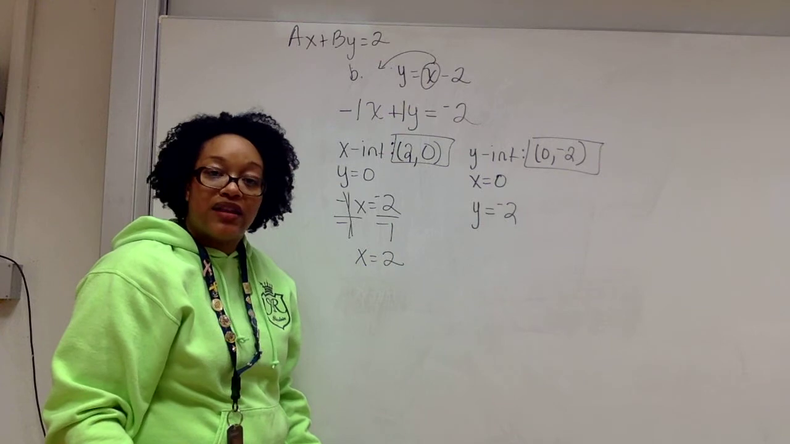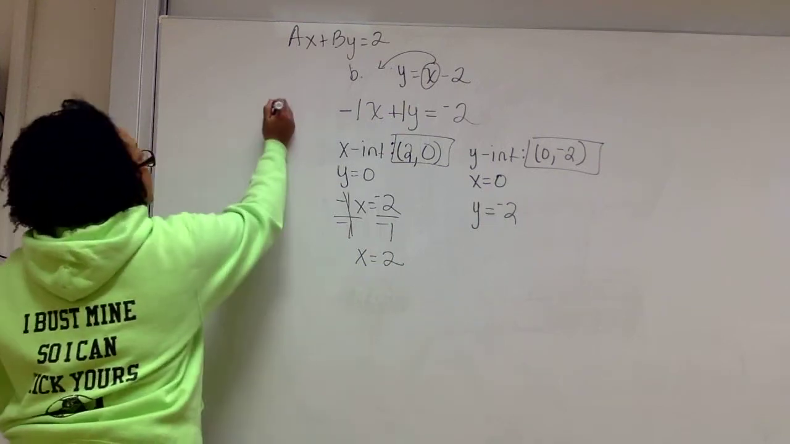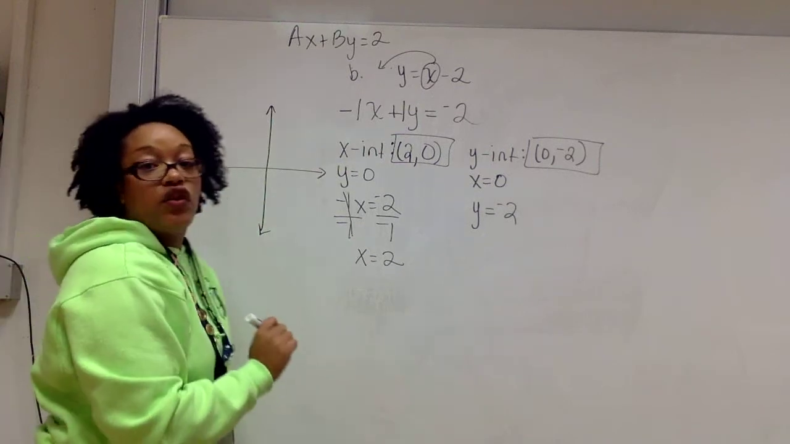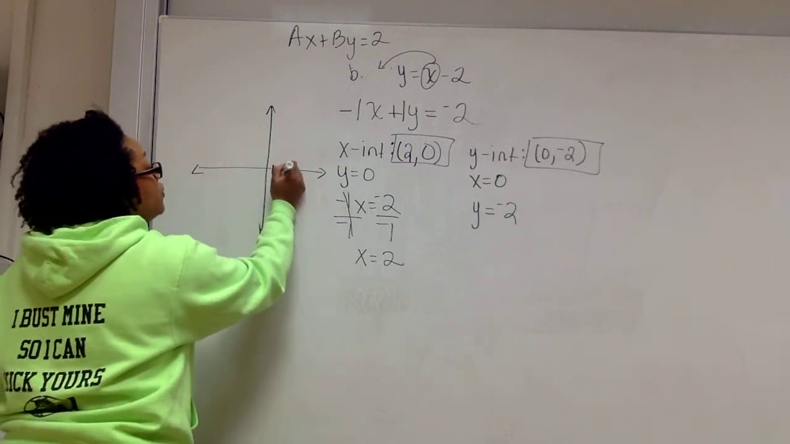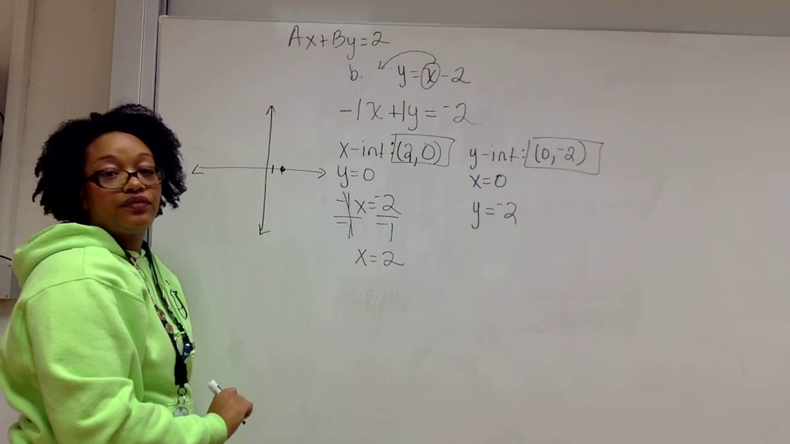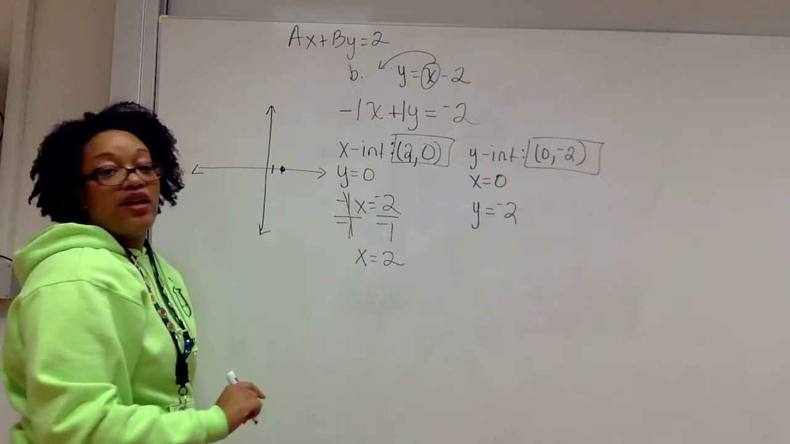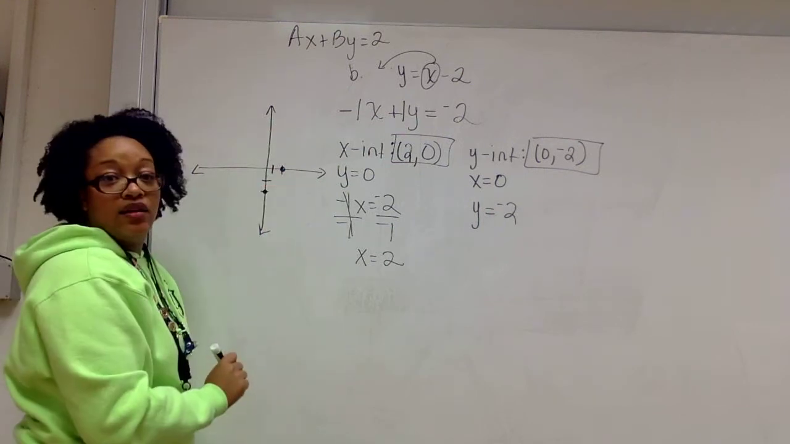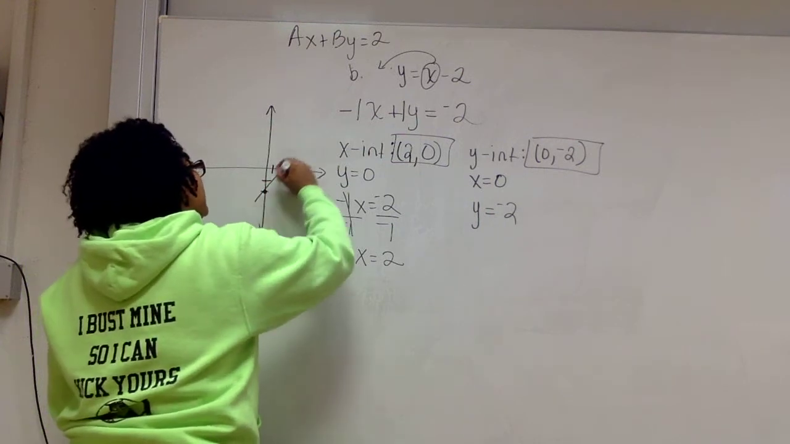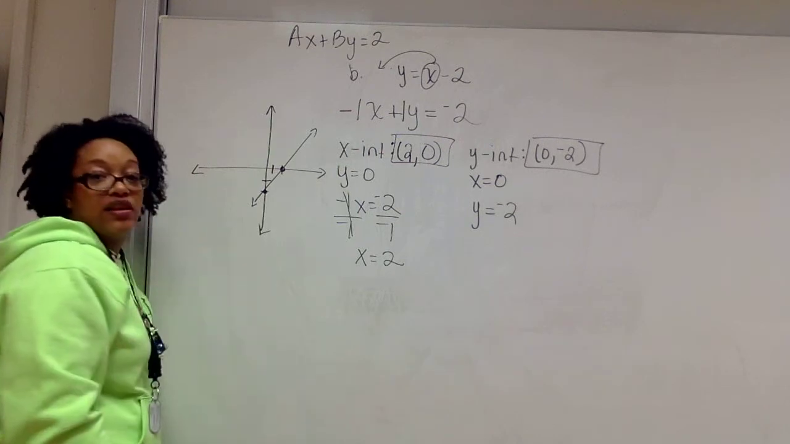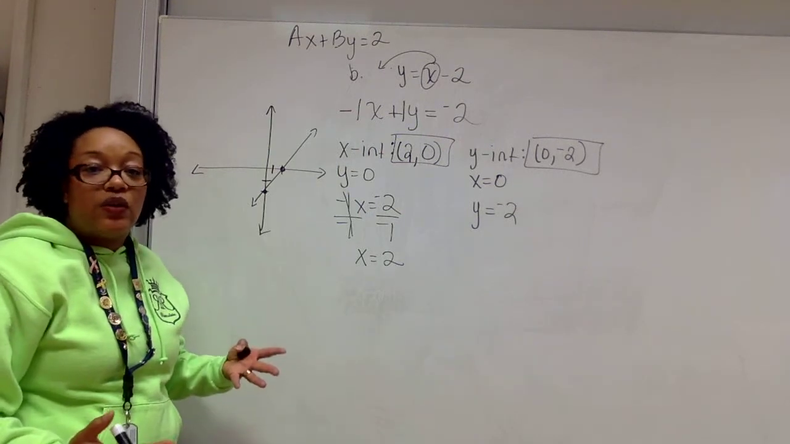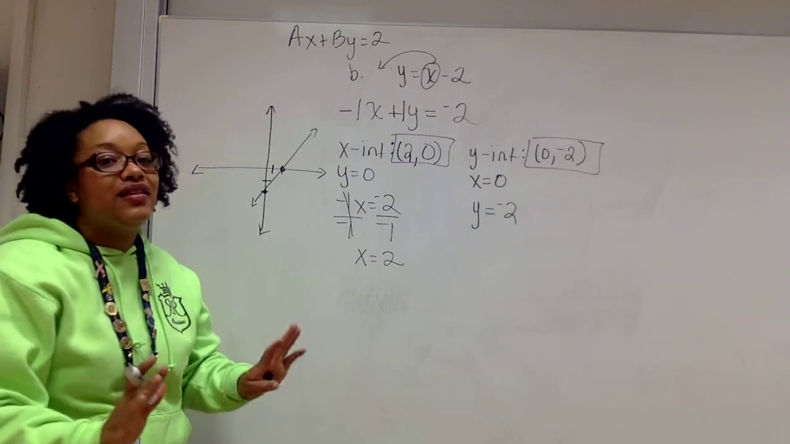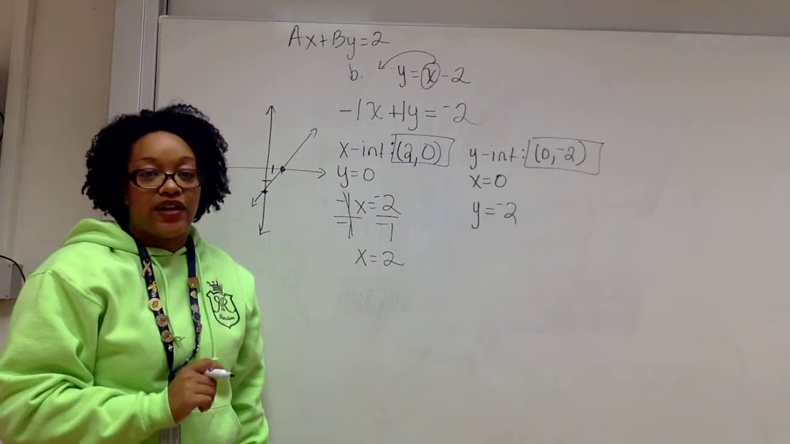Then all you got to do is plot the points on your graph. Take it over here to the side. My x-intercept is 2, 0. I go to the right, plot it. My y-intercept is 0, negative 2. Negative means I go down 2, plot it. Then you connect those dots and you got yourself a nice pretty line. That's all you do. Standard form, those 2 special points, probably the easiest method of graphing a line.